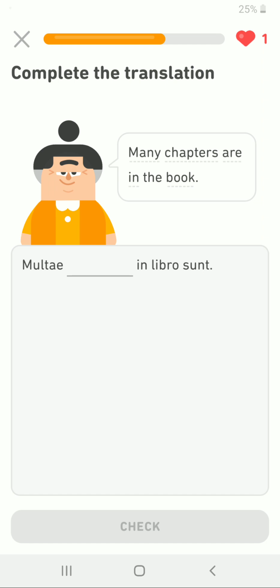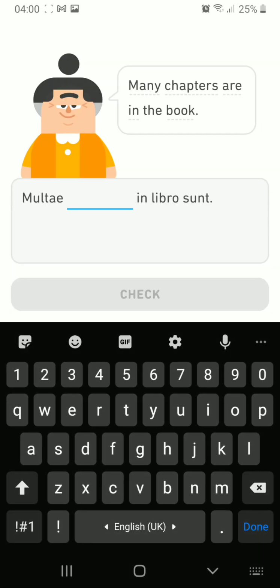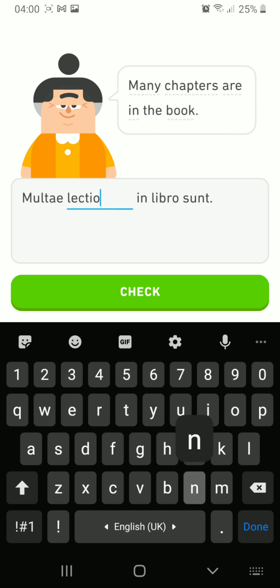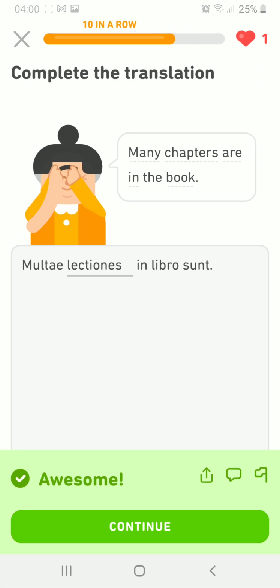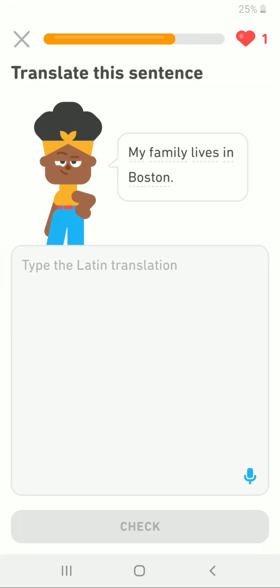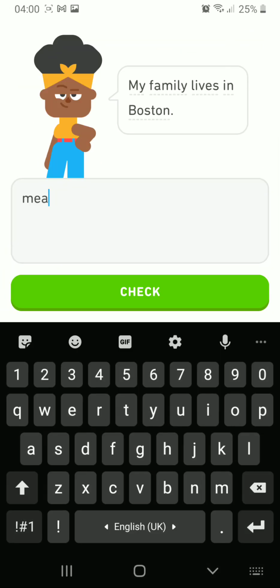So many chapters are in the book. Many chapters are in the book. Multi. How do you say it? Lecciones. Okay, I will write it. I cheated this time, so I had a peek. Lecciones in libro sunt. This one is good. And my family, we know this. Mea familia.